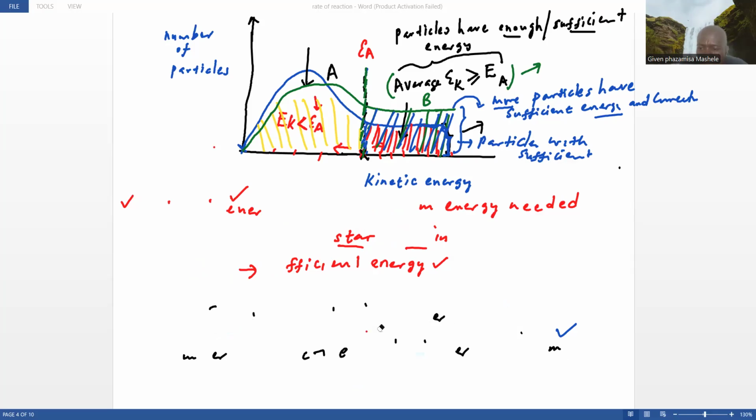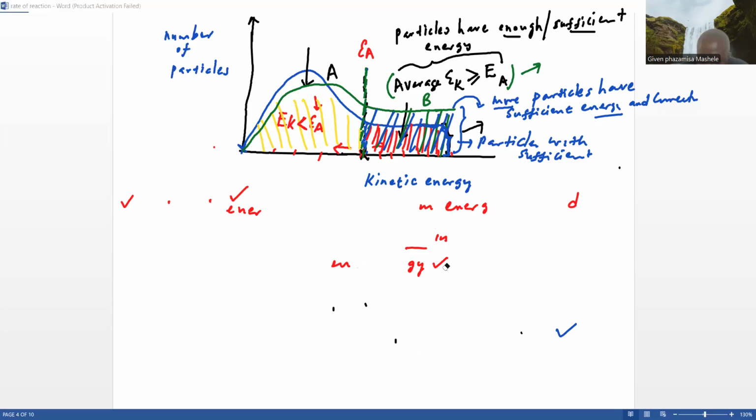So if more particles are colliding, or more particles have sufficient energy, which is average kinetic energy above or equal to the activation energy, then it means more particles will collide per unit time. And if more particles are colliding per unit time, the number of effective collisions will be more. And once we have more effective collisions per unit time, then the reaction will be faster. Let's look at this.